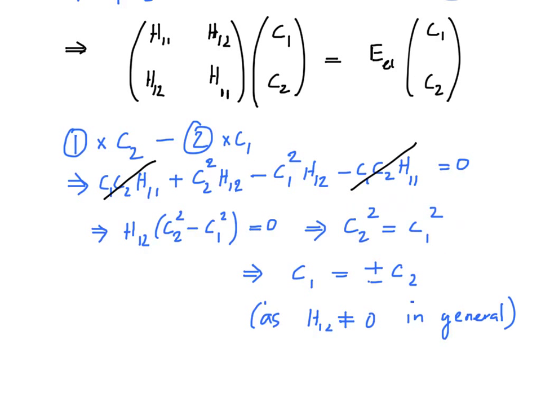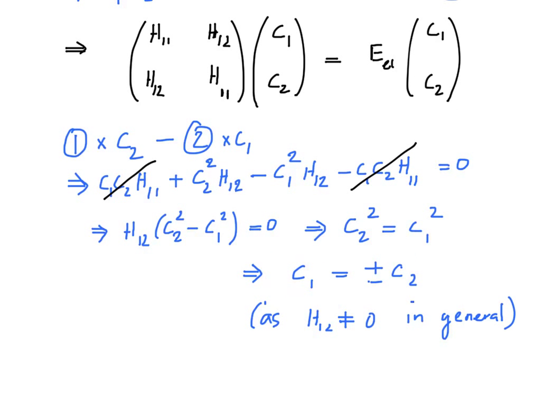Why? Because H12 is in general non-zero. We don't expect H12 to be 0. It's an integral, remember, of the Hamiltonian and two wave functions. So H12 is in general not 0, which means this quantity here has to be 0. And if that quantity has to be 0, we have this equality here, C2 squared equals C1 squared, which means there are two possible solutions, C1 equals C2 or C1 equals minus C2. So this is our final result.